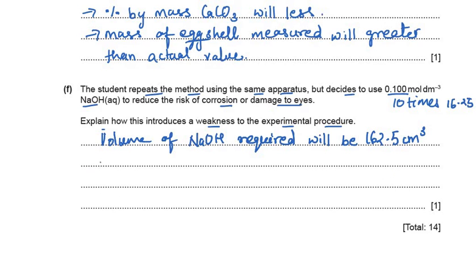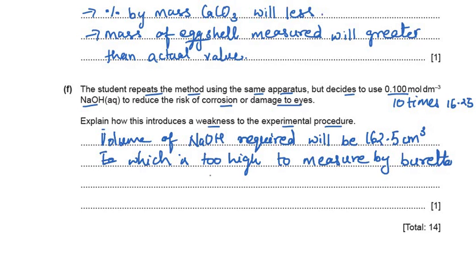Now this value is too high to measure by a burette of capacity 50 centimeter cube, because the burette can only read up to 50 centimeter cube, but our reading will be 162.5, which is much too high to measure by the burette. That will introduce a weakness in our experimental procedure. So this is the main part.